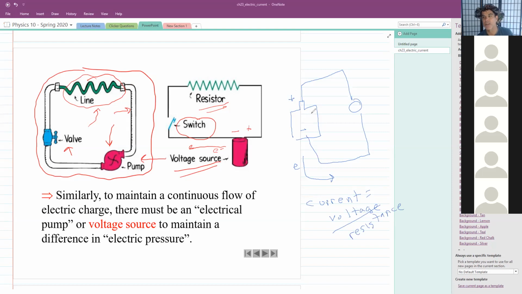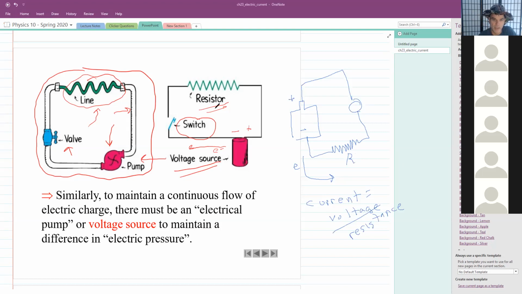Batteries have a certain amount of resistance. Light bulbs have a certain amount of resistance. Wires themselves have a little bit of resistance, but not very much. Let's just say that for some reason there was too much current flowing and I wanted to decrease it. Well, what I could do is, rather than just have wires, I could have a certain resistor that's going to have a certain resistance here. We usually label it with an R. The bigger the resistance, the less current is going to flow.